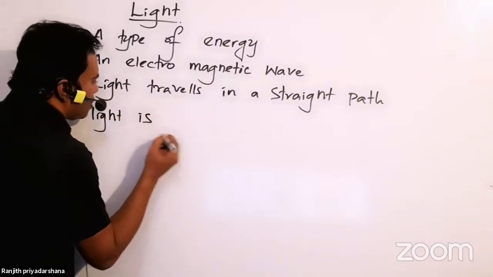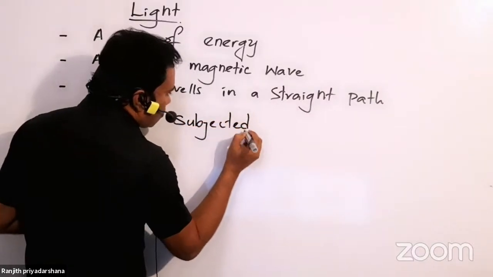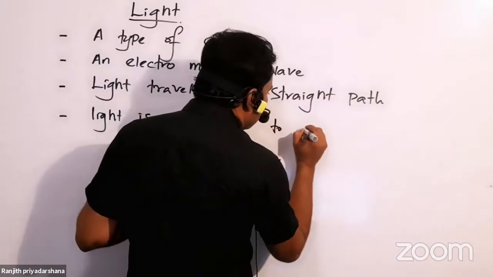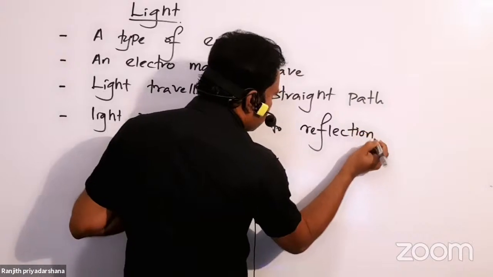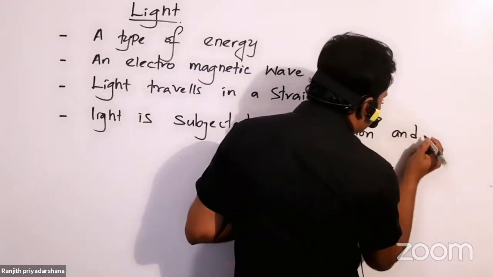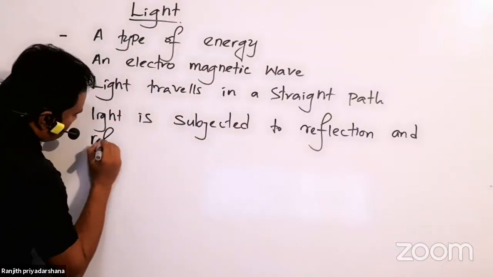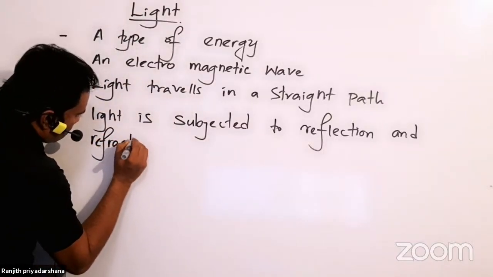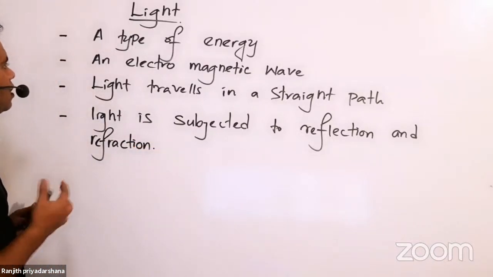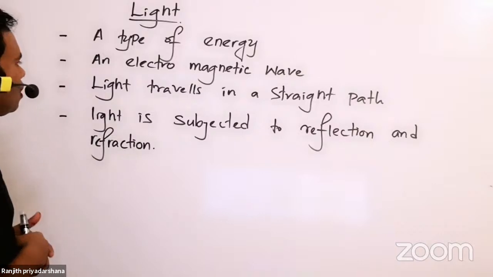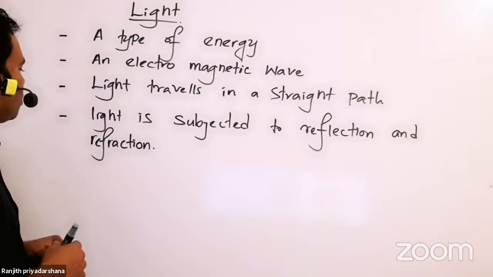Light is subjected to reflection and refraction. A type of energy, an electromagnetic wave. Light travels in a straight path. Light is subjected to reflection and refraction.